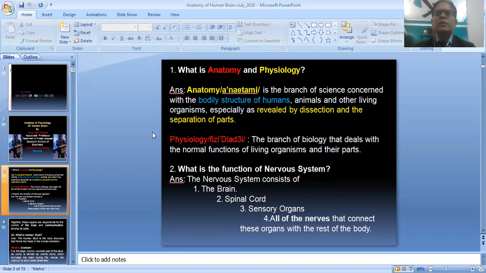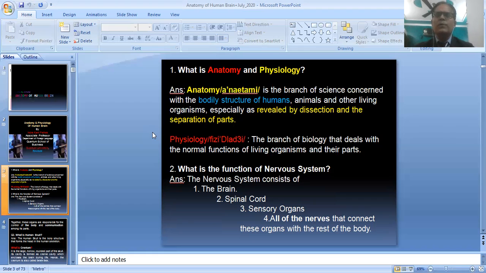Physiology is the branch of biology that deals with the normal functions of living organisms and their body parts. How do body parts work? The functions of the body parts are called physiology. And whenever you open the body part and see the internal organ, that's called anatomy. So I'm going to tell you the anatomy and physiology of the human brain. I would open the brain and show you all this information.